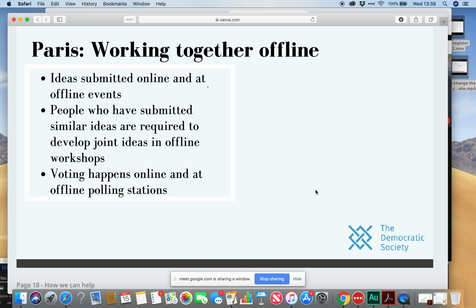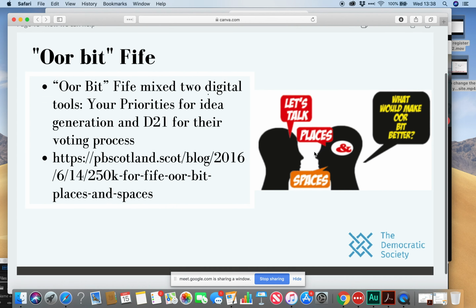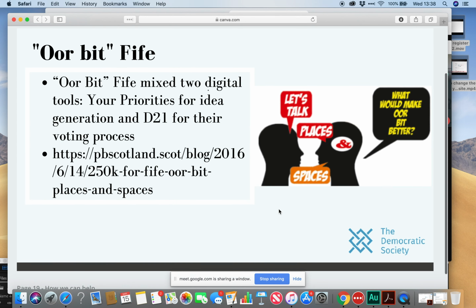So here's a wee Scottish example. Urbit Fife. These guys decided to use two digital tools, Your Priorities for idea generation and D21 for their voting process. And I've attached a wee blog here on the PB Scotland website. If you want to take a picture of that, I'll also put the link in the Intro to PB document that I'll be sending out. So you can have a wee look there for some of the documents that come up.